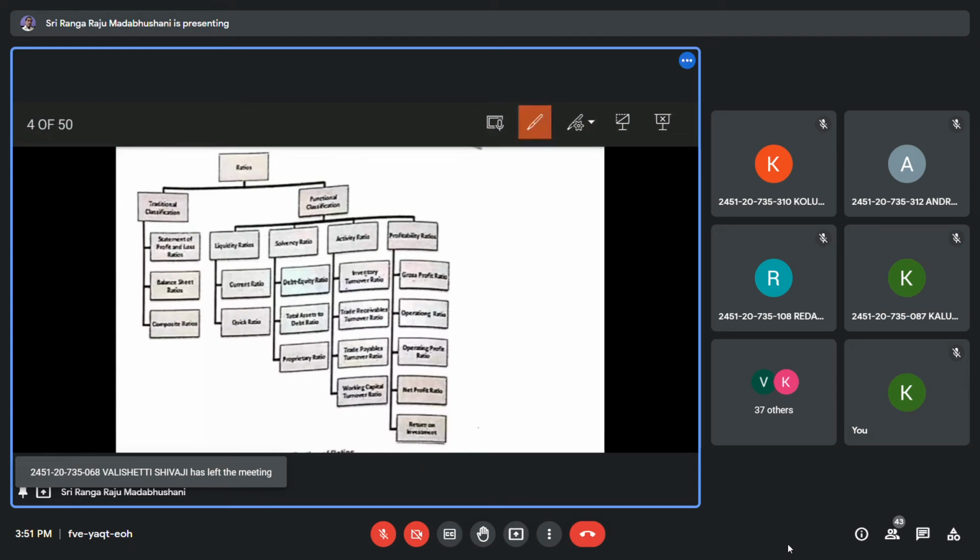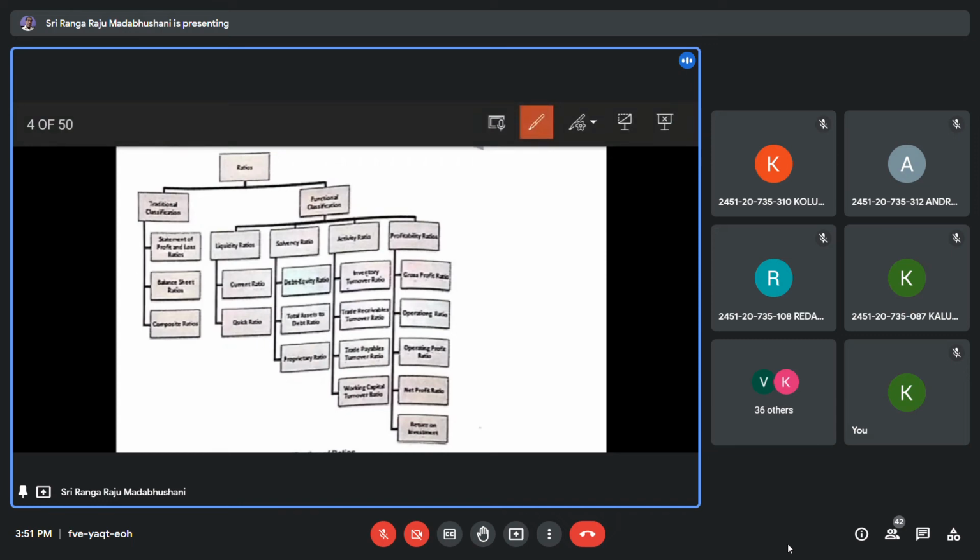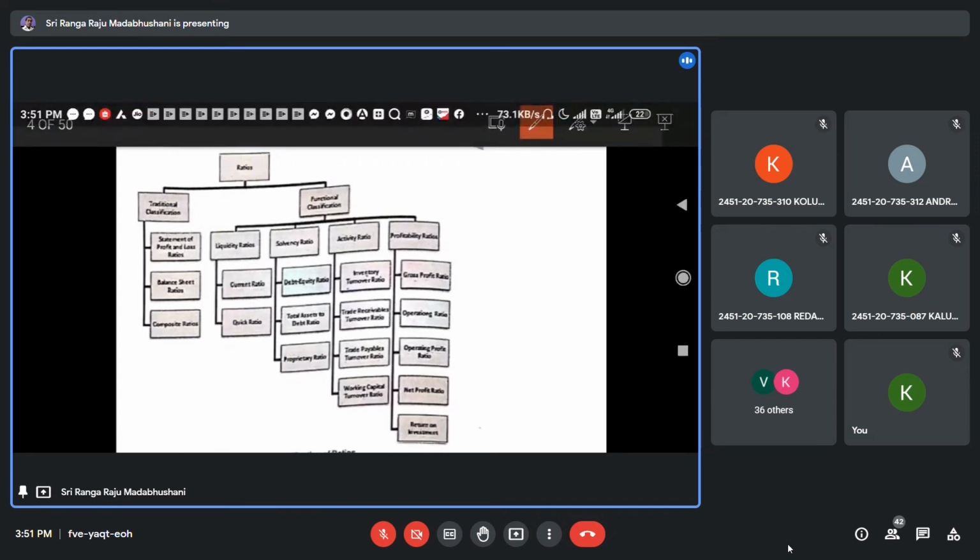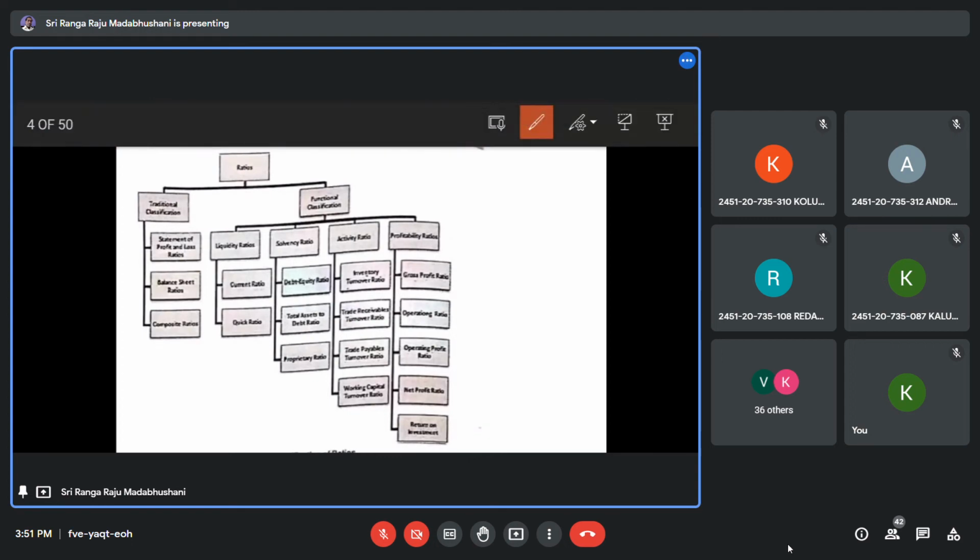The last one is the liquidity ratio. Liquid means hard cash or anything which can be converted into cash easily. Which can be converted into cash easily, we call it a liquid asset. That liquidity position shows whether you are able to pay your daily expenses easily, that is, whether you have sufficient funds to meet your day-to-day activity. To know that, this ratio is calculated. That is the liquidity ratio.